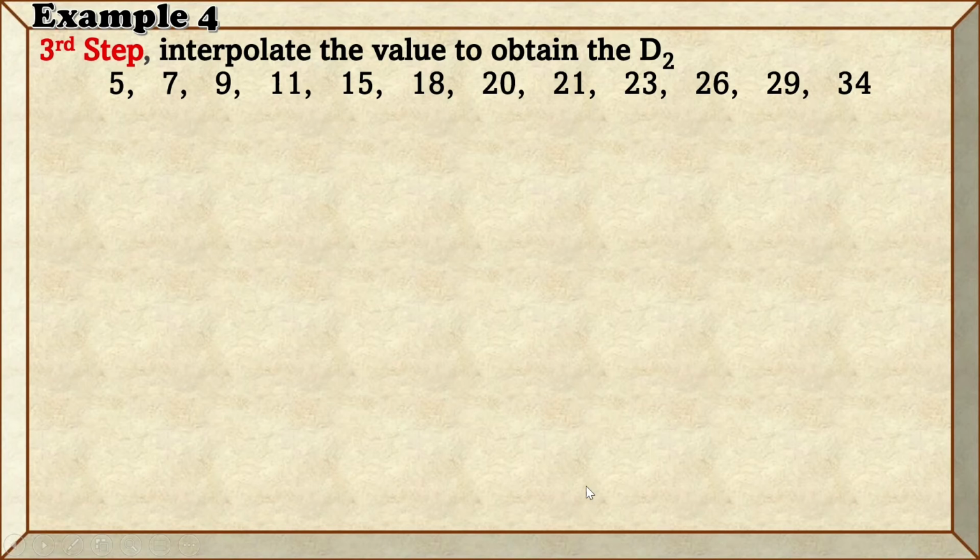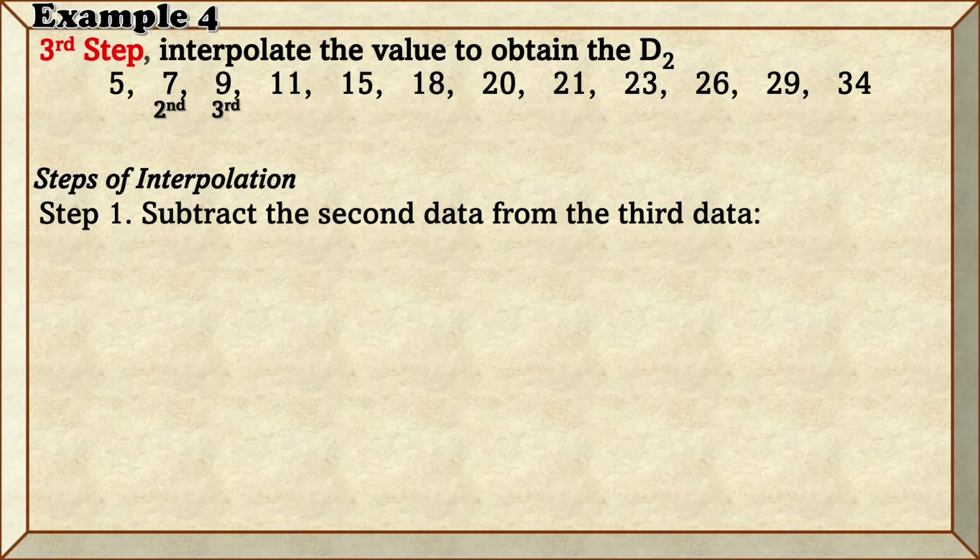So, ano yung second and third scores natin sa data? So, the second data is 7 and the third data is 9. The third step, interpolate the value to obtain the second decile. Steps of interpolation. Step 1, subtract the second data from the third data. So, ang third data natin is 9 and the second data is 7. So, 9 minus 7 is 2.